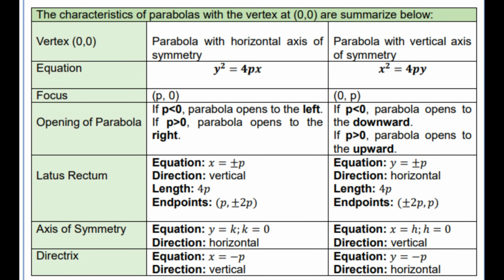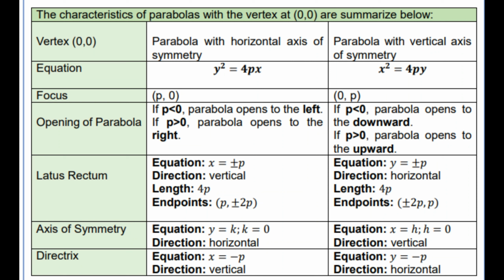So here are the characteristics of parabolas with the vertex at 0, 0, summarized below. You can see that we have two equations for the parabola. A parabola with a horizontal axis of symmetry is given by y squared equals 4px, and a parabola with a vertical axis of symmetry is x squared equals 4py. The focus is indicated there, and then the opening of the parabola.